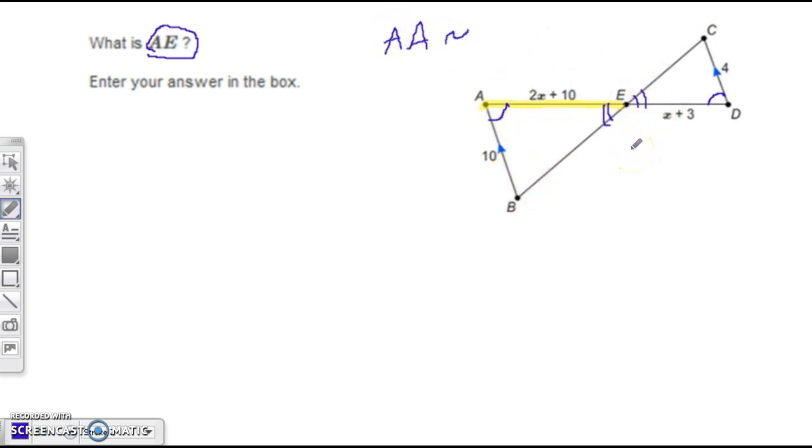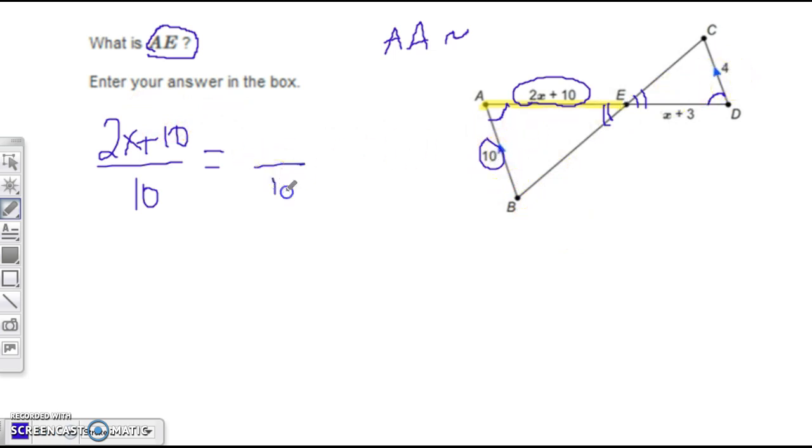So because they're similar, we can set up their sides proportionally. So I'm going to go ahead and take 2x plus 10 from the first triangle and 10 from the first triangle, since those are my only two sides. And then I just have to make sure I get the corresponding sides. Notice 10 is going to correspond to 4, so I want to make sure I put that on the bottom. And then 2x plus 10 is going to correspond to x plus 3.